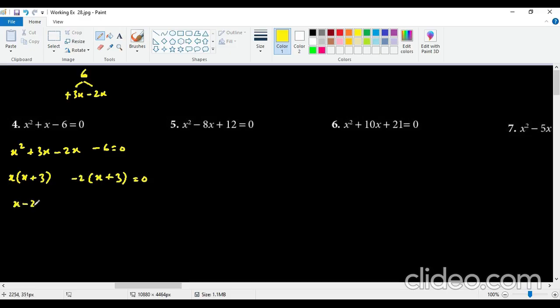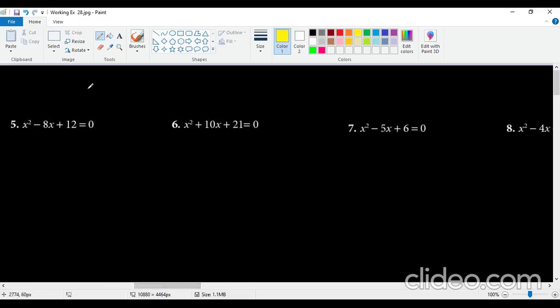So x minus 2 and x plus 3 are going to be two factors to give you x squared plus x minus 6. So x minus 2 equals 0 and x plus 3 also equal to 0. So x will be equals to 2 and x will be equals to negative 3. For question number 4, your answer is minus 3 and 2. So minus 3 and 2 you will write like this and you'll get full marks.